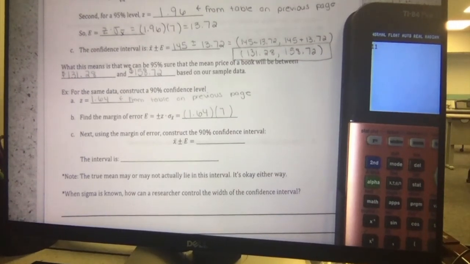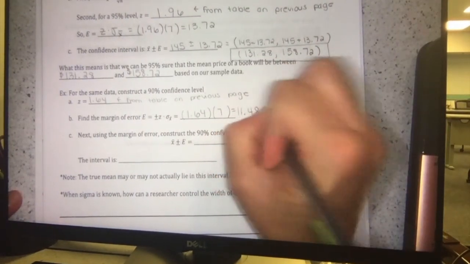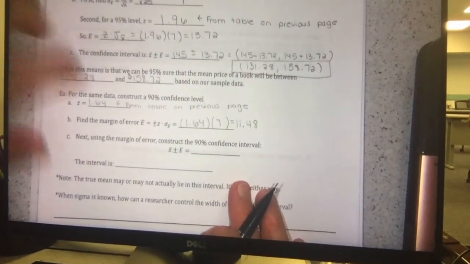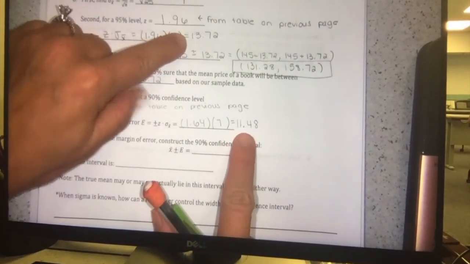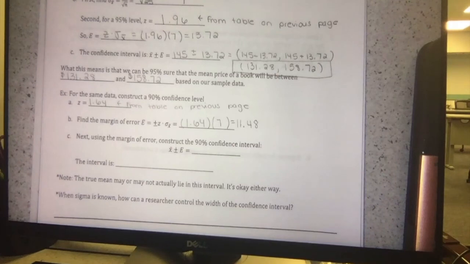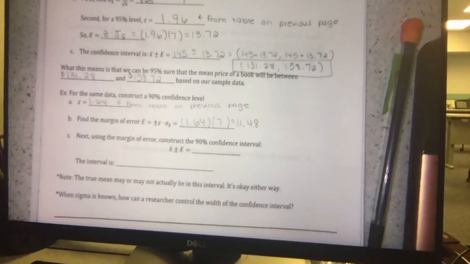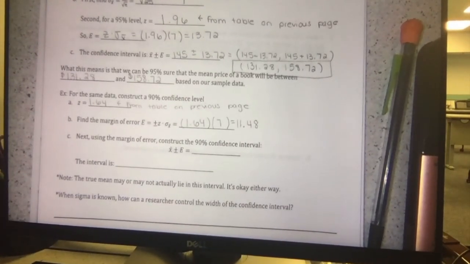So 1.64 times 7, which is 11.48. What do you notice about this margin of error compared to the previous margin of error? It's smaller. And when you think about it, here we're going from 95% confident to 90%, so we're going to be less confident. If I have a super broad interval, that means I'm pretty sure that it's going to be in there. But if I have a smaller interval, that means I'm less confident the answer is actually going to be in there. Are we good with that?